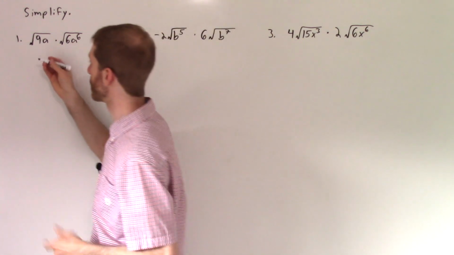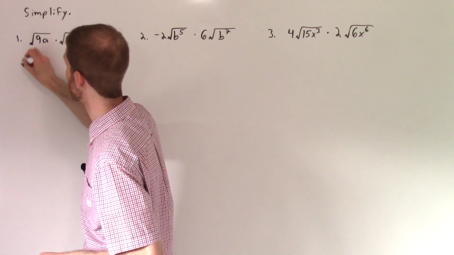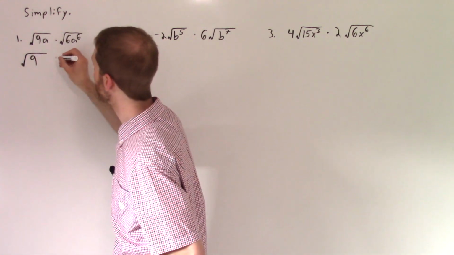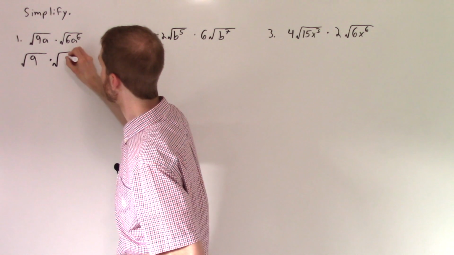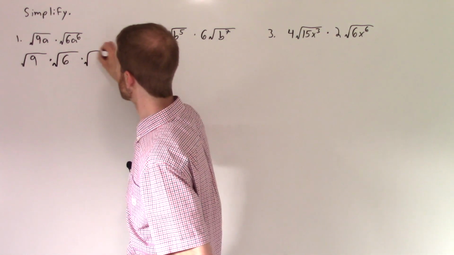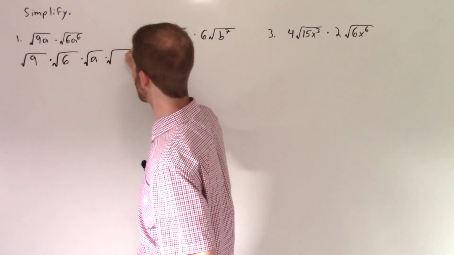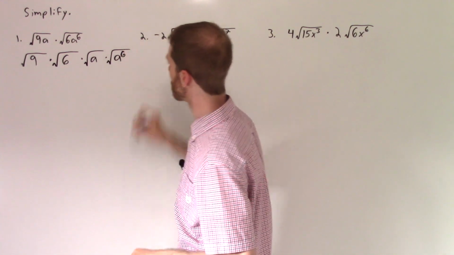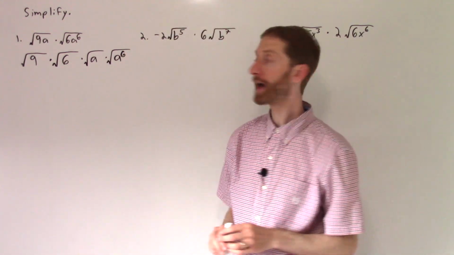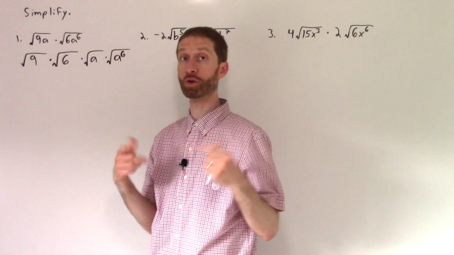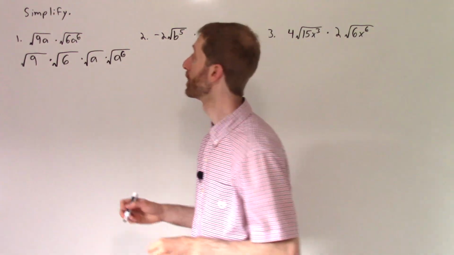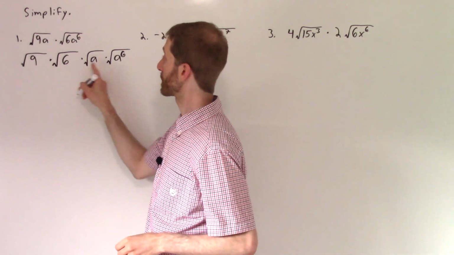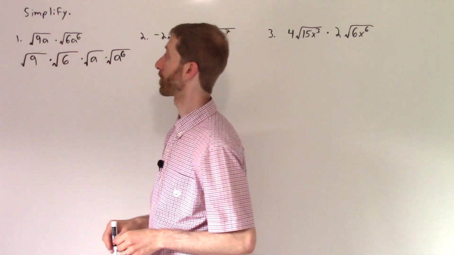So let's combine everything. I'm going to split it up nicely. I take this, and in my mind, I'm looking at this as the square root of 9 times the square root of 6 times the square root of a times the square root of a to the 6th power. The reason I'm looking at it like that is multiplication is commutative. The order in which you multiply doesn't matter. So I've got 9 times 6 times a to the 6th, multiplying all those terms.